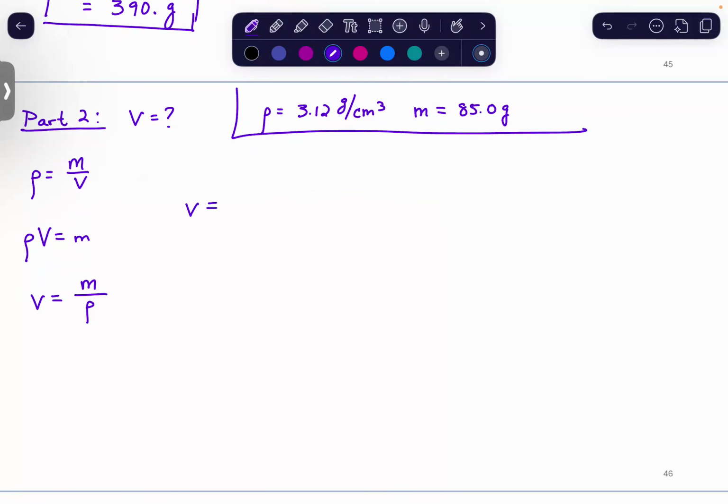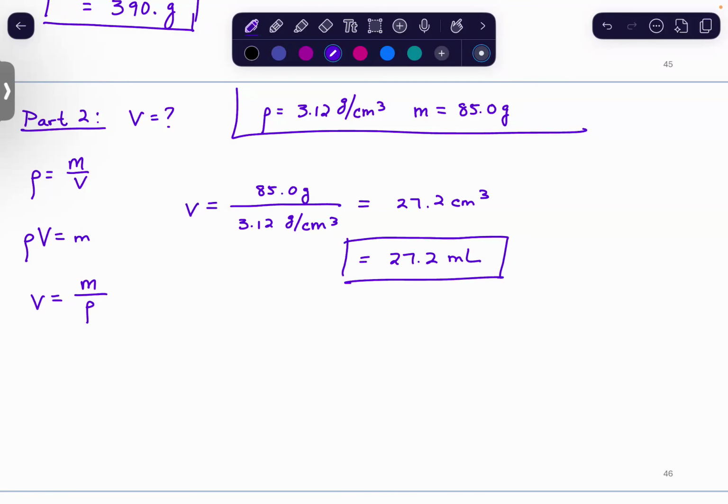So my volume is going to be, well, let's see, the density is 3.12 grams per cubic centimeter. My mass is 85.0 grams. And this is going to yield 27.2 cubic centimeters, which is interchangeable with 27.2 milliliters based off our identity from above.